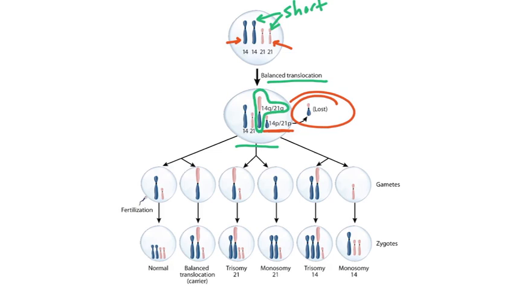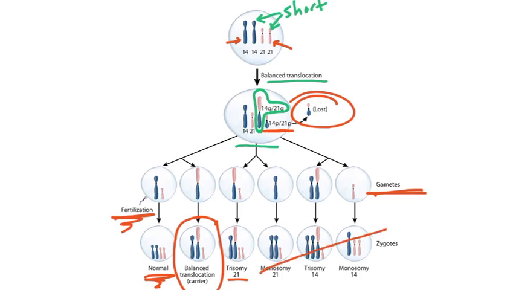However, when an ovum with a balanced translocation divides into mature gametes, there will be many possible genetic combinations, which I've shown right here. Once fertilization occurs, the zygote has a small chance of being normal, but a much higher chance of having an abnormal genetic combination. Notice that only 1 out of 6 possibilities is normal. The zygote may end up with a balanced translocation, just like the mother, which means the child will be a carrier. Alternatively, the child can have trisomy 21 or several other lethal combinations. Monosomy 21, trisomy 14, and monosomy 14 are all lethal, so the mother will likely have many miscarriages as well.